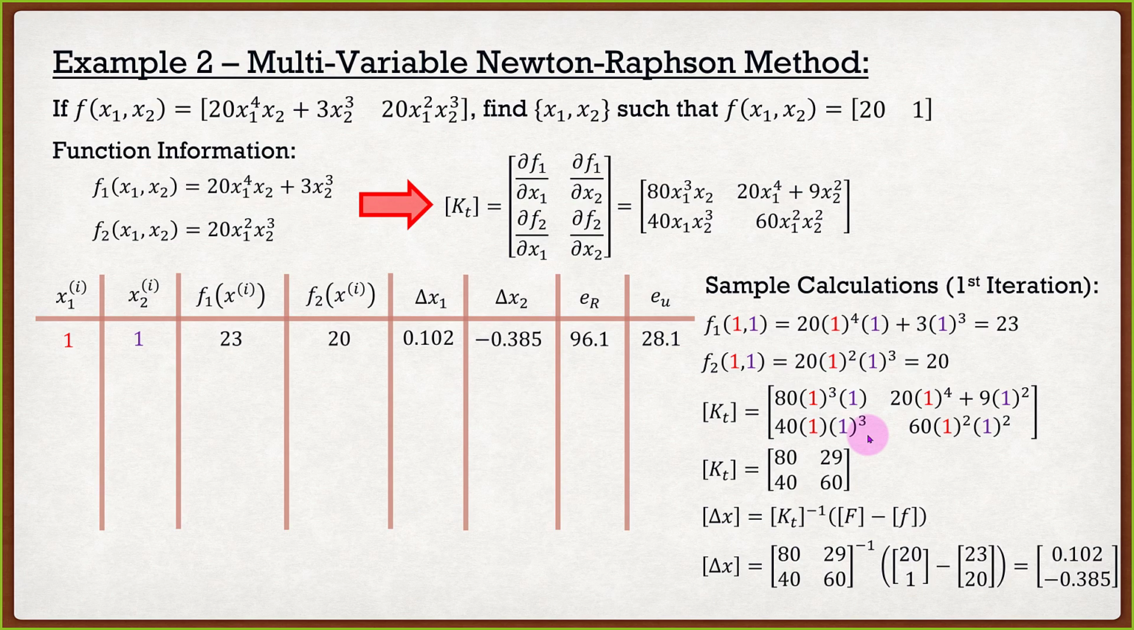So from here, we say, you know what? We're going to need a new iteration. Let's modify our initial guess and go from there. How did I get this new guess? Well, we had our initial guess as 1, and our delta x1 is 0.102. So 1 plus 0.102 gives us 1.102. For x2, I start off at 1, my delta x is negative 0.385, and 1 plus negative 0.385 gives us 0.615.